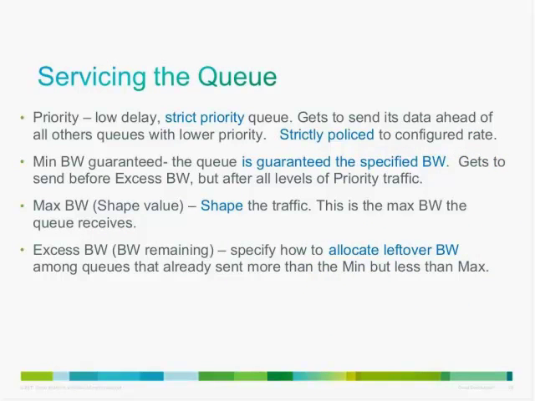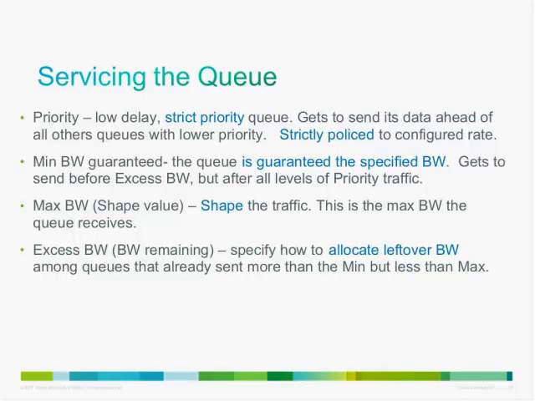Servicing of the queue. As we discussed in an earlier slide, if we configure priority, then we will be able to service the packet in a low latency queue, which has a strict policer, so there is a very good chance that we may drop the packet if it goes beyond the available bandwidth. If we configure a minimum bandwidth guarantee, the packet will go in if there is available bandwidth at that point within that bandwidth, and it can burst above if there is more bandwidth available.